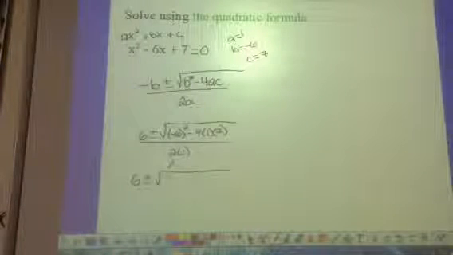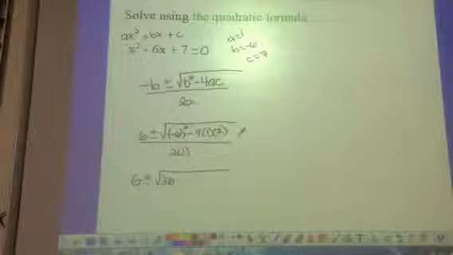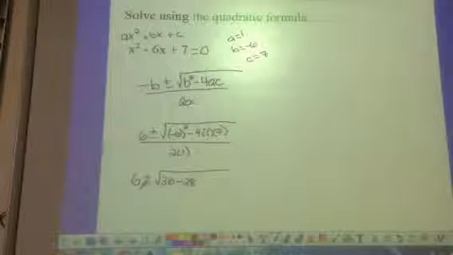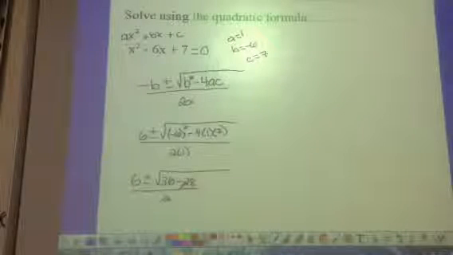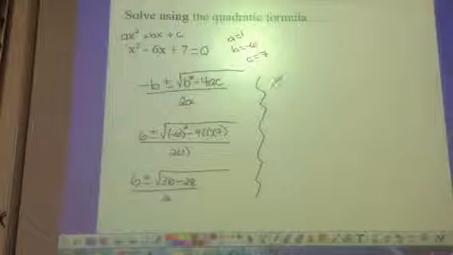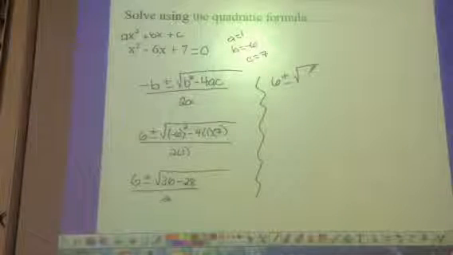So negative 6 squared is 36. And then for the second part, I always want you to count your negatives. I only have one negative, so a negative times a positive is just going to give me a negative. And that's going to be negative 28 over 2. So when I do 36 minus 28, that's going to give me 8. So 6 plus or minus the square root of 8 all over 2.